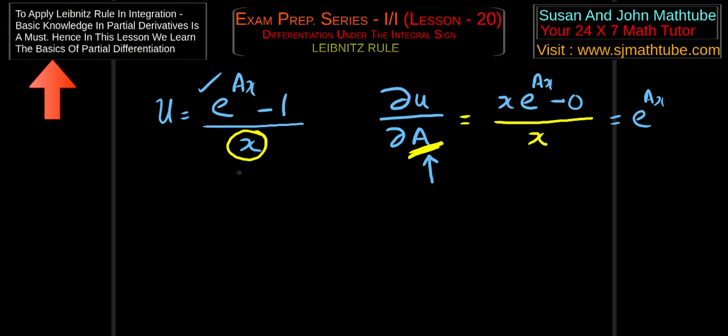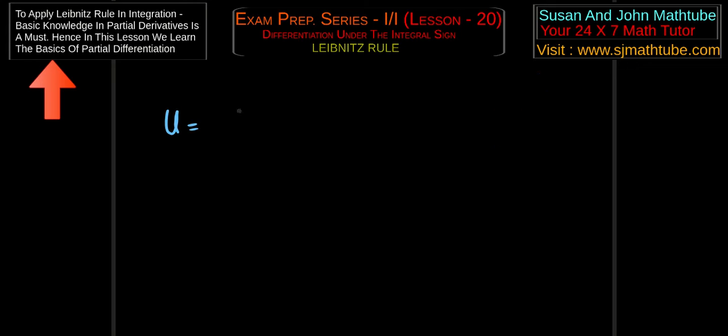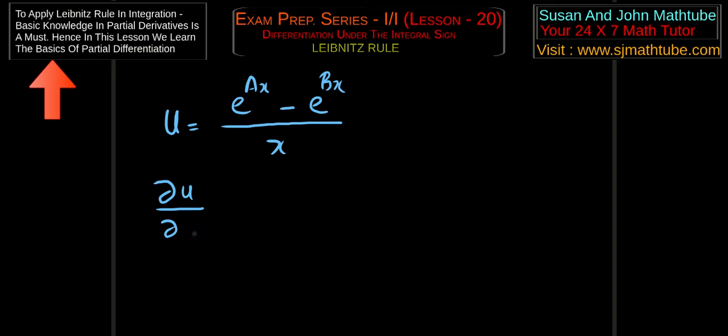Let's try one more question with this logic. So u equal to e power ax minus e to the power bx the whole divided by x. So my friends, what will be the partial derivative of u with respect to a? Okay, we are doing curly d, the partial derivative. Okay, so a is the only variable. That means x is a constant, b is a constant, and everything other than a is a constant. Okay, so the denominator is a constant. I keep the denominator as such.